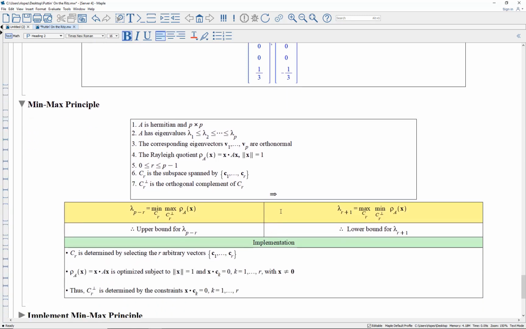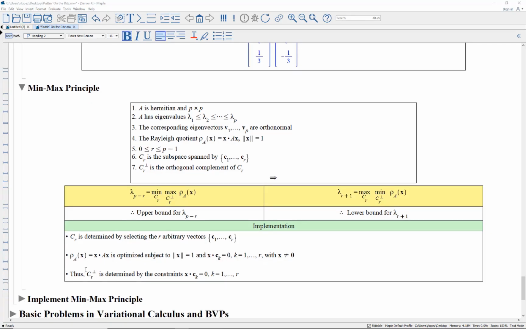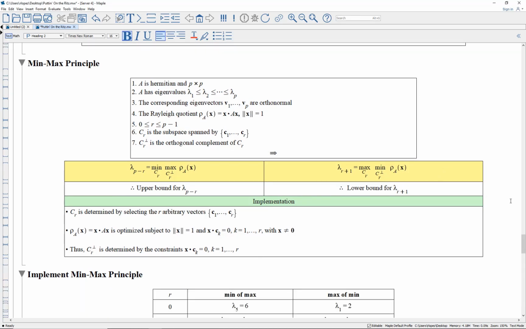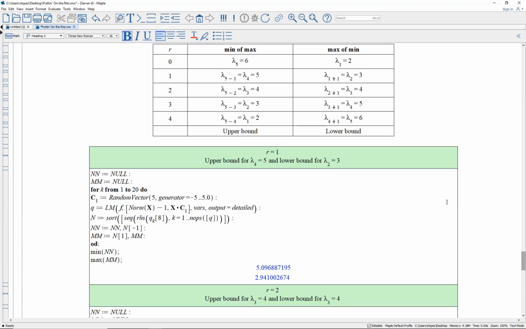So I looked at this and said, how would you do this? Is this true? Does this work? It turns out you can implement this easily in Maple, and I will do that next. I will show you an implementation in Maple. So let's look at an implementation of this min-max principle. I found I had to make myself a little chart of what I was computing. If you do min of the max, then you're going down the ladder, finding successively smaller eigenvalues. If you do max of the min, then you're going up the chain and finding successively larger eigenvalues.